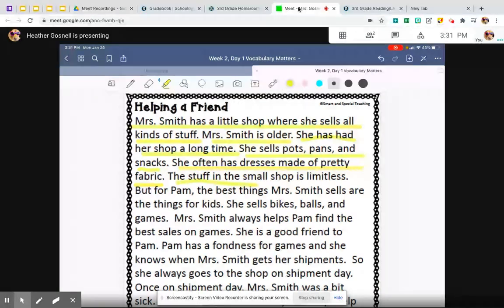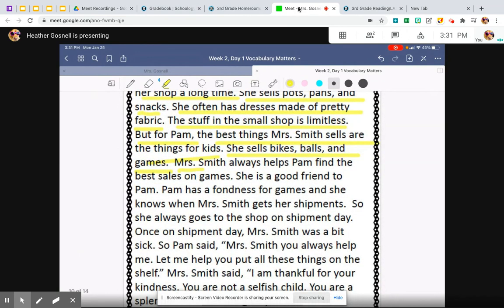The stuff in the small shop is limitless. But for Pam, the best things Mrs. Smith sells are the things for kids. She sells bikes, balls, and games. Mrs. Smith always helps Pam find the best sales on games. She is a good friend to Pam. Pam has a fondness for games, and she knows when Mrs. Smith gets her shipments. So she always goes to the shop on shipment day. Mrs. Smith must tell Pam when the shipments come in. Oh, she's very helpful to Pam.